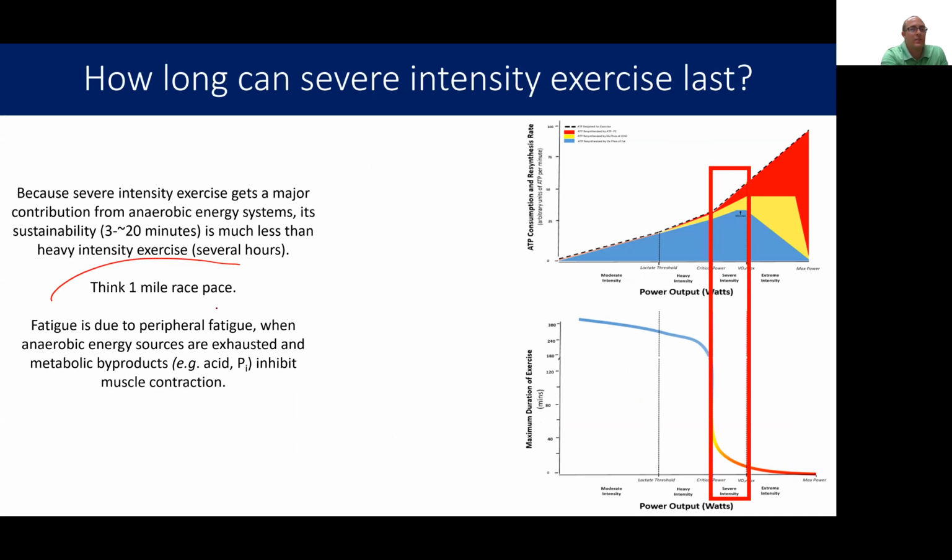This would be like doing a 1 mile race. In terms of duration, severe intensity exercise at a maximum, somewhere around 20 to 30 minutes maximum sustainability, with a minimum sustainability of 3 minutes. And the reason I say 3 minutes is because severe intensity exercise, in order to be classified severe, has to reach VO2 max. And it takes about 3 minutes for the mitochondria and everything else to get up to max.